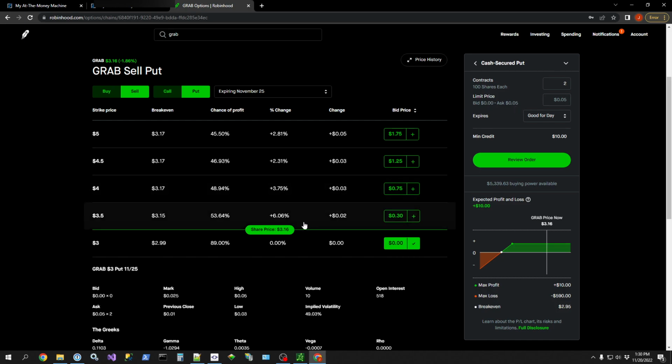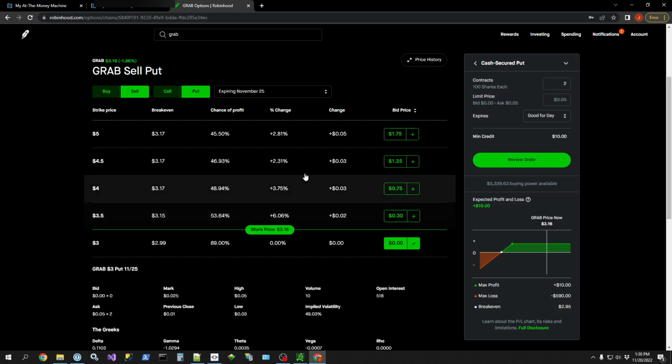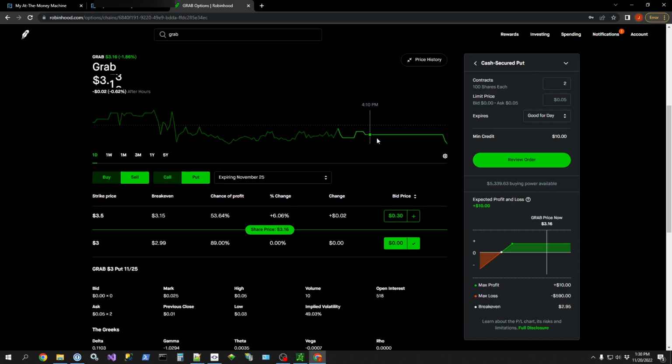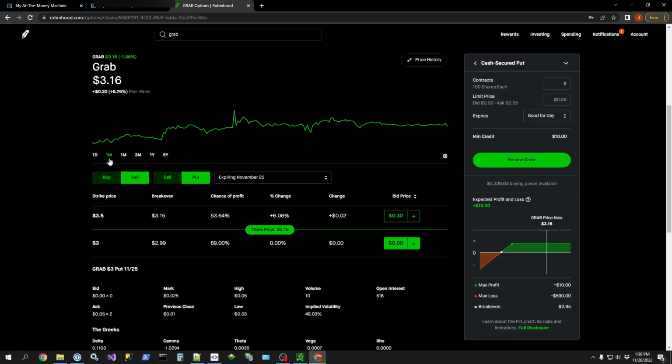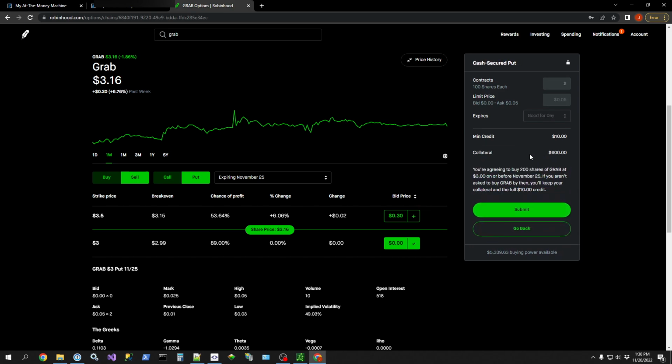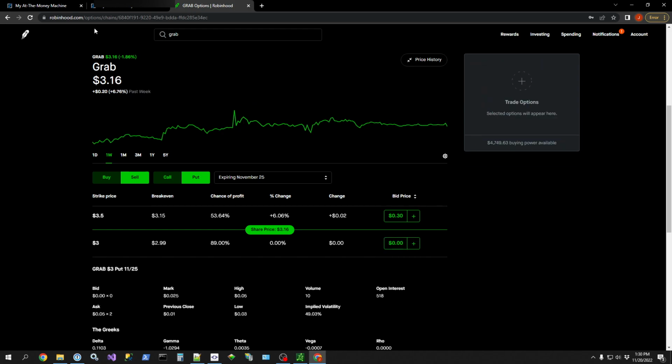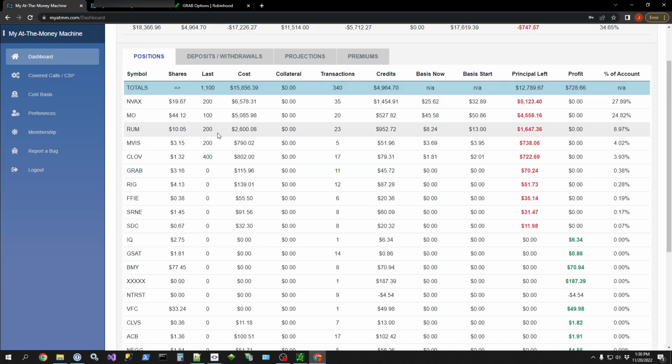And who knows? It's 3.16. That is pretty close to 3, and I don't think this thing has been up very long. Let's go out a week. Yeah, see, $3. It was below $3 less than a week ago. I think it might. Anyway, we'll try it. If it doesn't go, so what? Don't really care. If it does, awesome. Okay, so $600 collateral, submit. Done. All right, moving on to the next one.